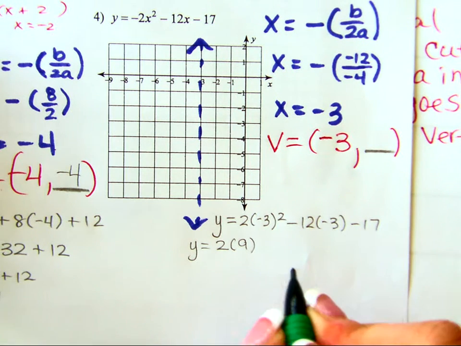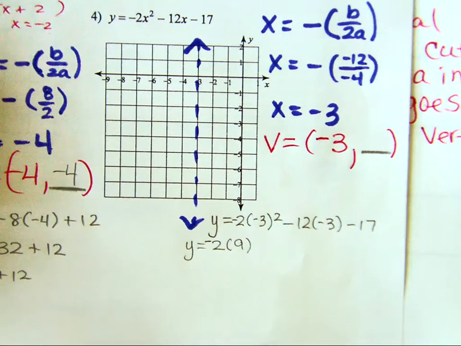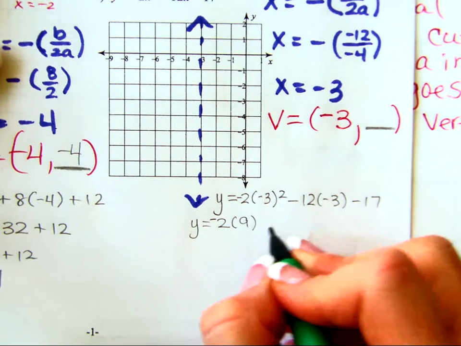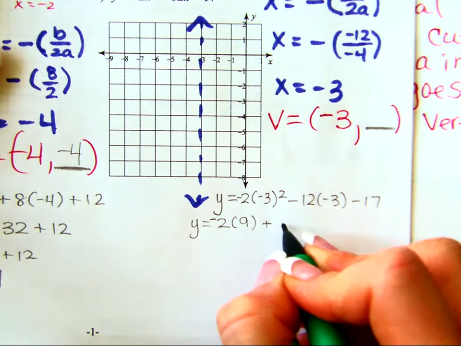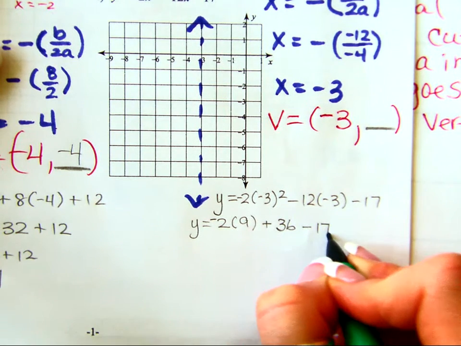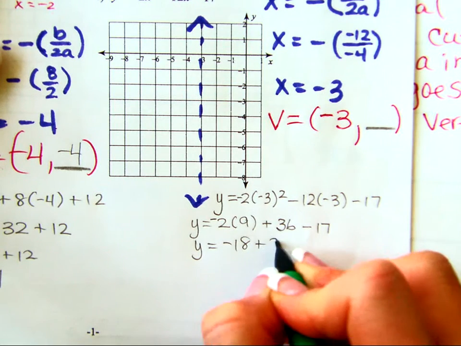What's that? Oh, yes, thank you. I'm so glad you said that. Okay, that's going to change it. So what is a negative 12 times a negative 3? Positive 36. Negative 17. So this ends up being negative 18 plus 36 minus 17.